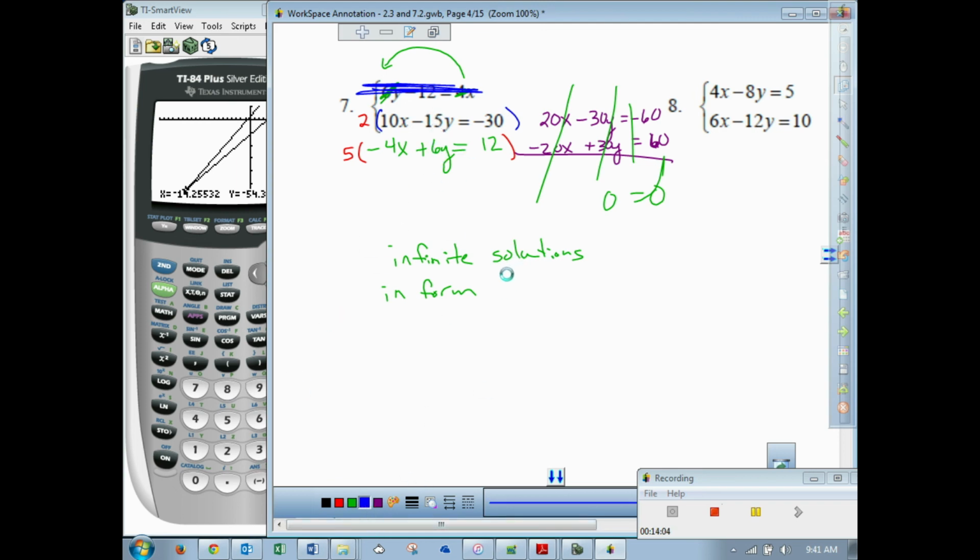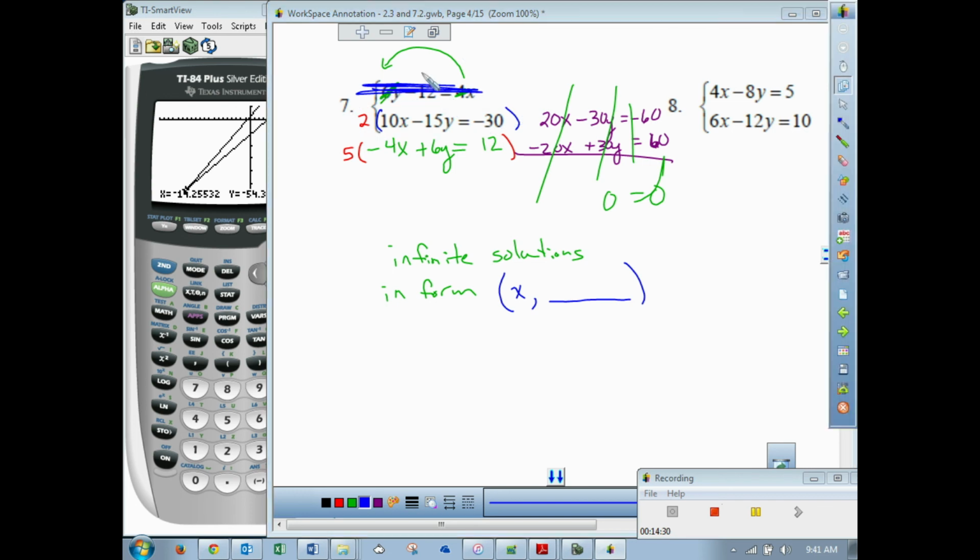So what I do is I set up this generic ordered pair. Infinite solutions in the form of x, comma, blank. And I'm going to fill in that blank. Would you believe that what goes in that blank is y? Aren't ordered pairs always in the form x, comma, y? We need to figure out what y equals. So what we should do is pick one of these equations and solve for y. Figure out what y equals.